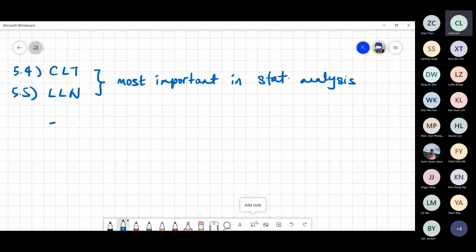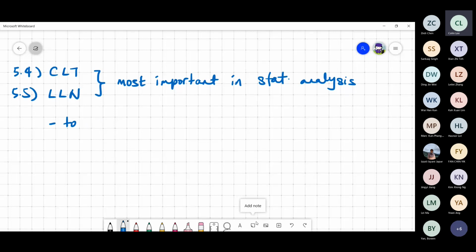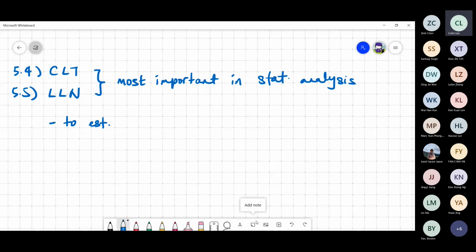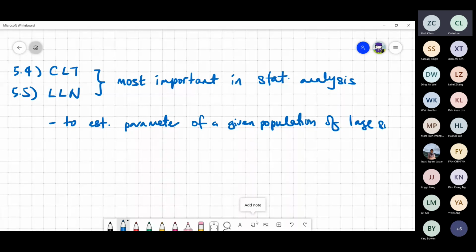So we can apply these two results to get approximations, to estimate the parameters of given populations of large size. So we go to the theory for these two results. Basically, we will study this.